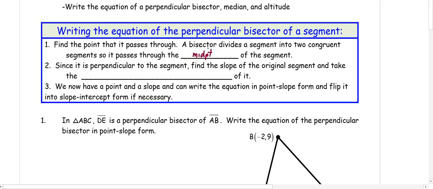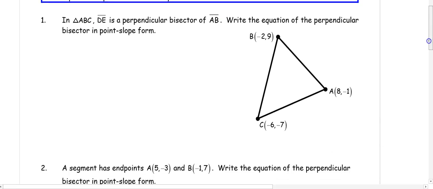Since the perpendicular bisector is also perpendicular, we need to find the slope of the original, and then we need to take the opposite reciprocal of that slope. Then we have our point and our slope, so we can write it into point slope form.